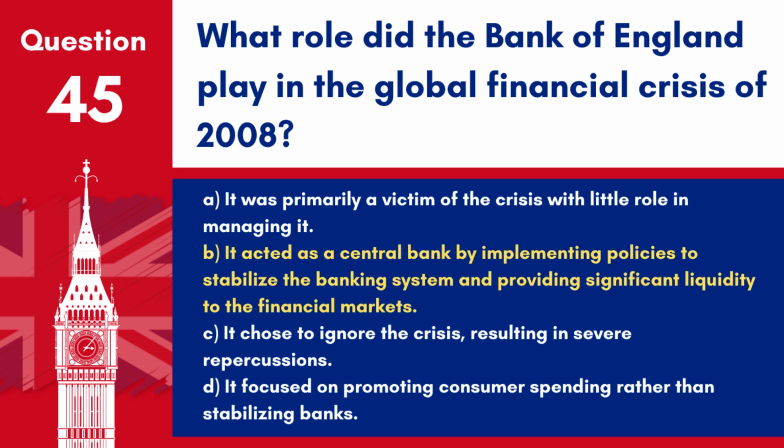Answer: B. It acted as a central bank by implementing policies to stabilize the banking system and providing significant liquidity to the financial markets. The Bank of England played a crucial role in managing the crisis within the UK, helping to mitigate its impact on the British economy.